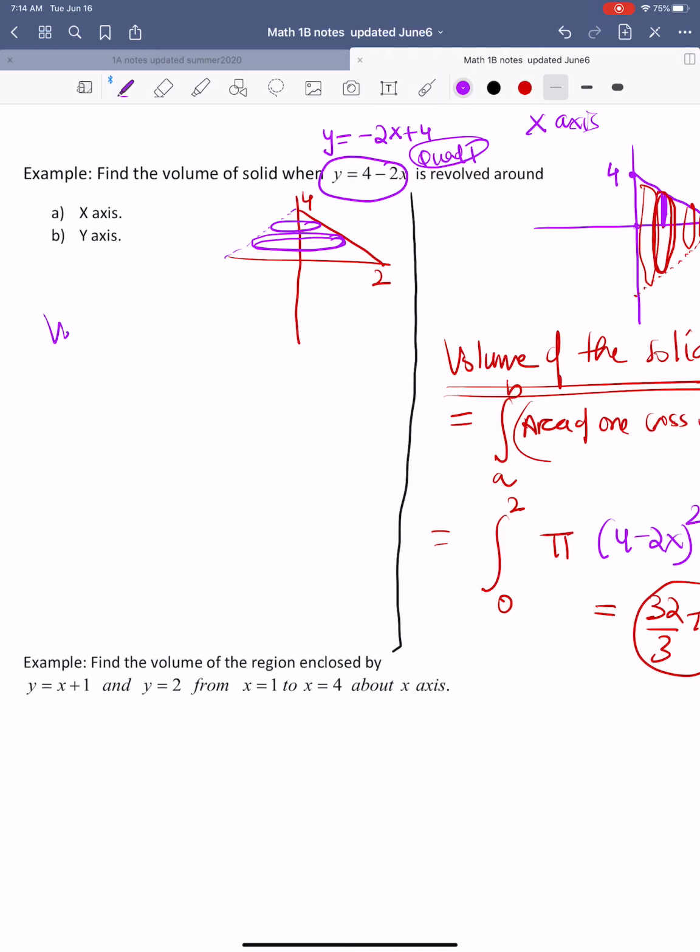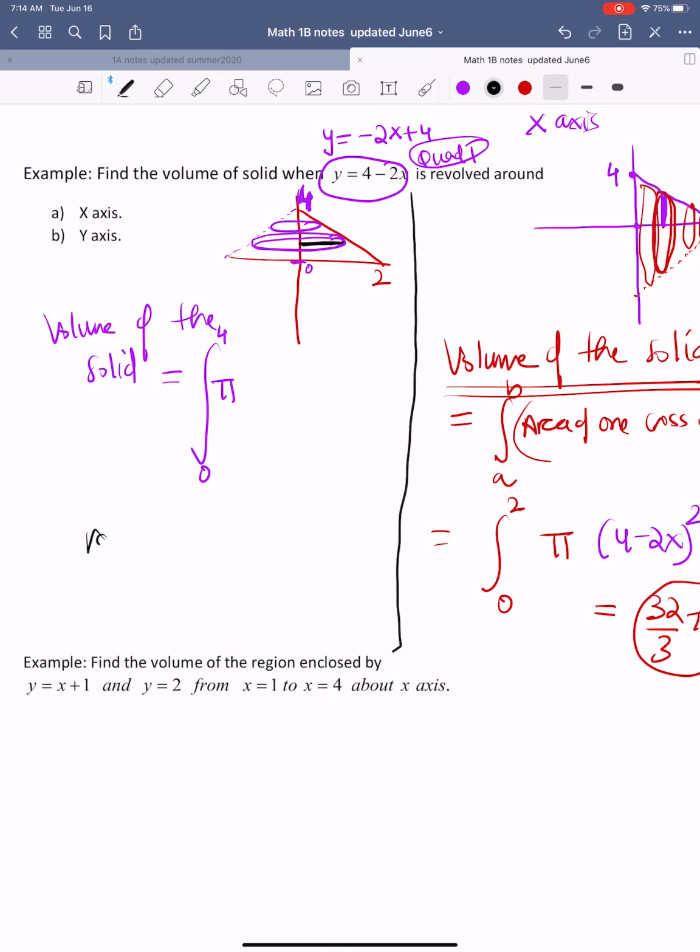Okay, again, I'm going to set up the volume of the solid. The bounds of integration: wherever the discs start, they start at y equals 0 and they go all the way up to y equals 4. So from 0 to 4. Pi r squared. The radius, what is the radius in this case? The radius is each x value.